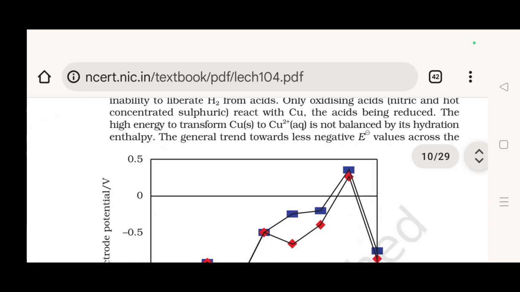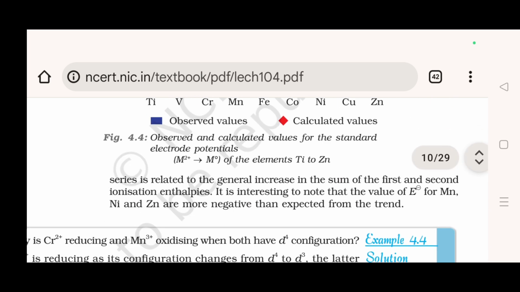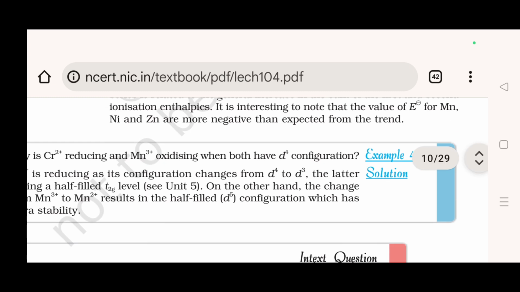The general trend towards less negative E0 values across the series is related to the general increase in the sum of the first and second ionization enthalpies. It is interesting to note that the values of E0 for manganese, nickel and zinc are more negative than expected from the trend.